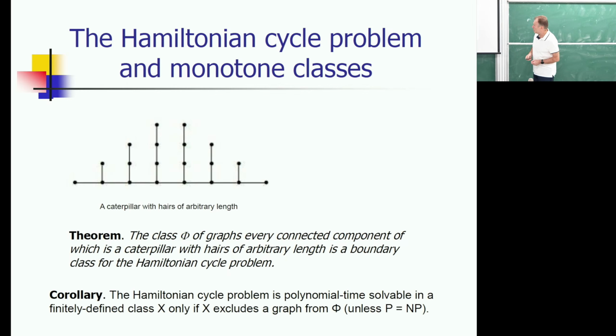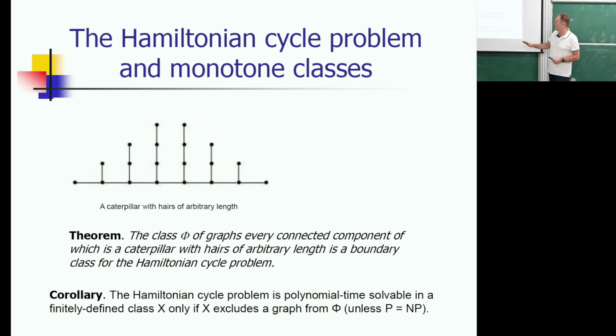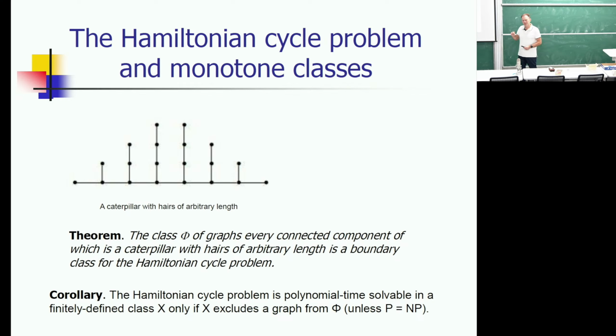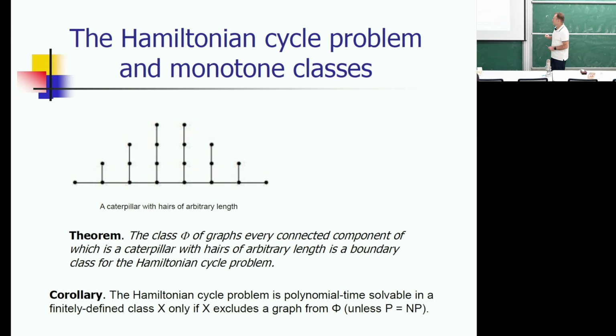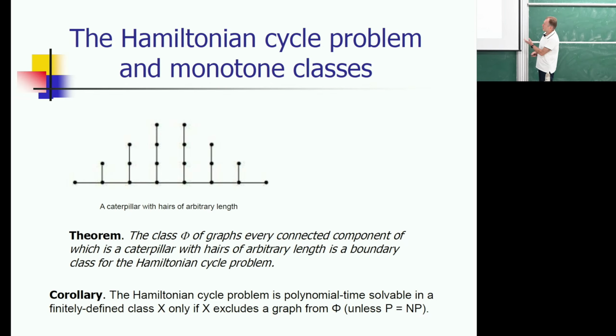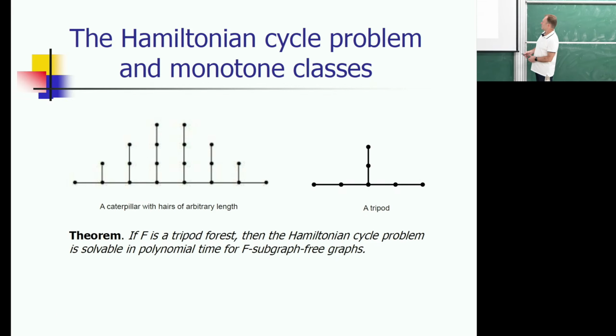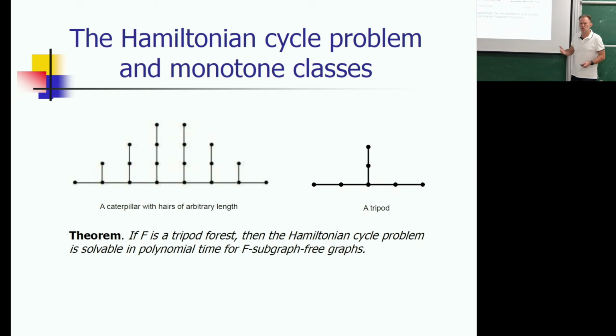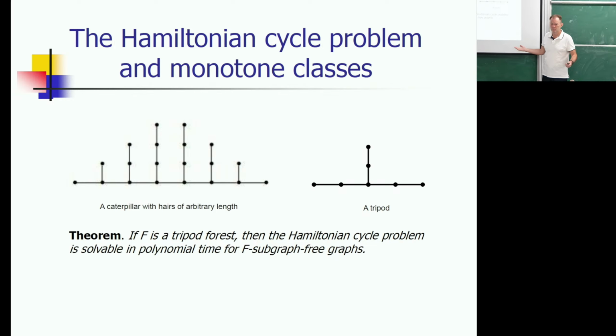Which means that the Hamiltonian cycle problem is polynomial time solvable in a finitely defined class only if our class excludes a graph from this class. It's a necessary condition, but not sufficient, as we shall see in a few minutes. Now, let's look at what can happen if we exclude a graph from this class. Let's exclude a tripod forest, which is a graph from this class, of course, with just one hair. Then we have bounded tree width, and the problem is polynomial time solvable. A result obtained for free.